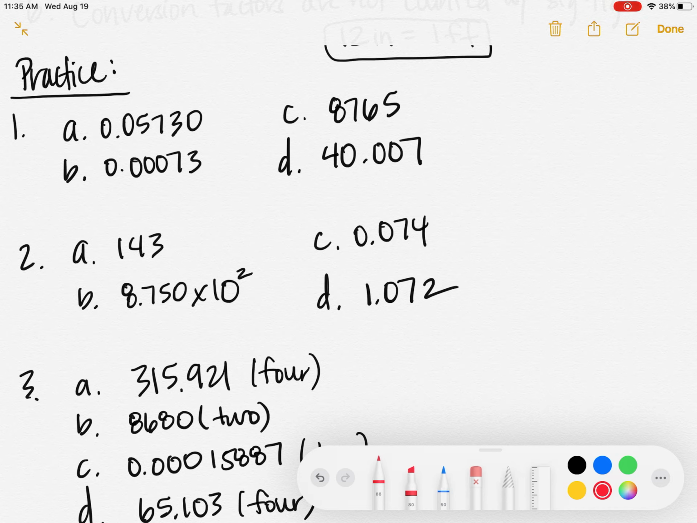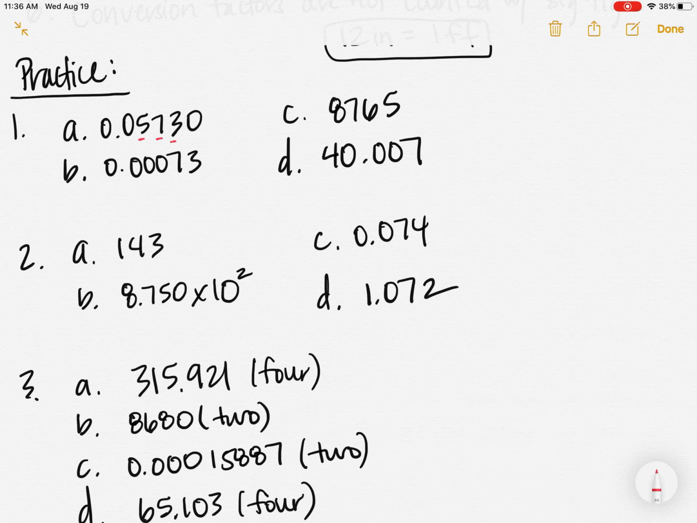In letter A, leading zeros are not significant, so that 0.0 is not significant. The 5, the 7, and the 3 are, though, and the 0 is trailing with a decimal, so this number has 4 sig figs. In part B, they're all leading zeros, which are not significant, only the 7 and the 3, giving me 2 sig figs. In letter C, all 4 are non-zero numbers, so this has 4 sig figs. And in letter D, the 4 and the 7 absolutely, and the zeros are sandwiched. So this number has 5 sig figs.